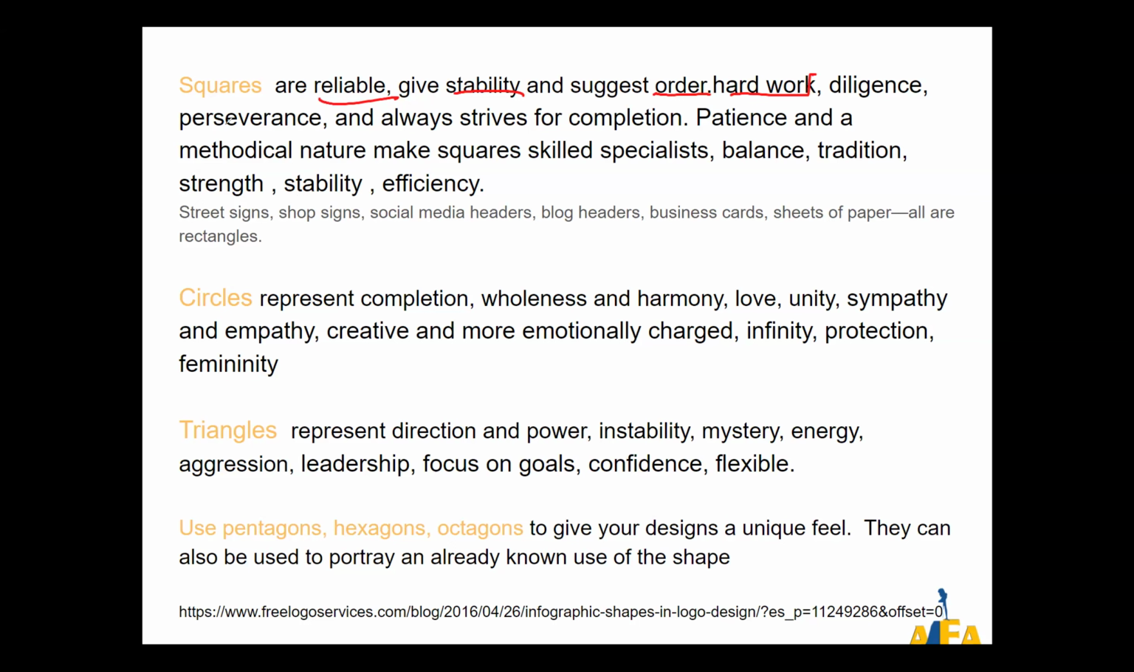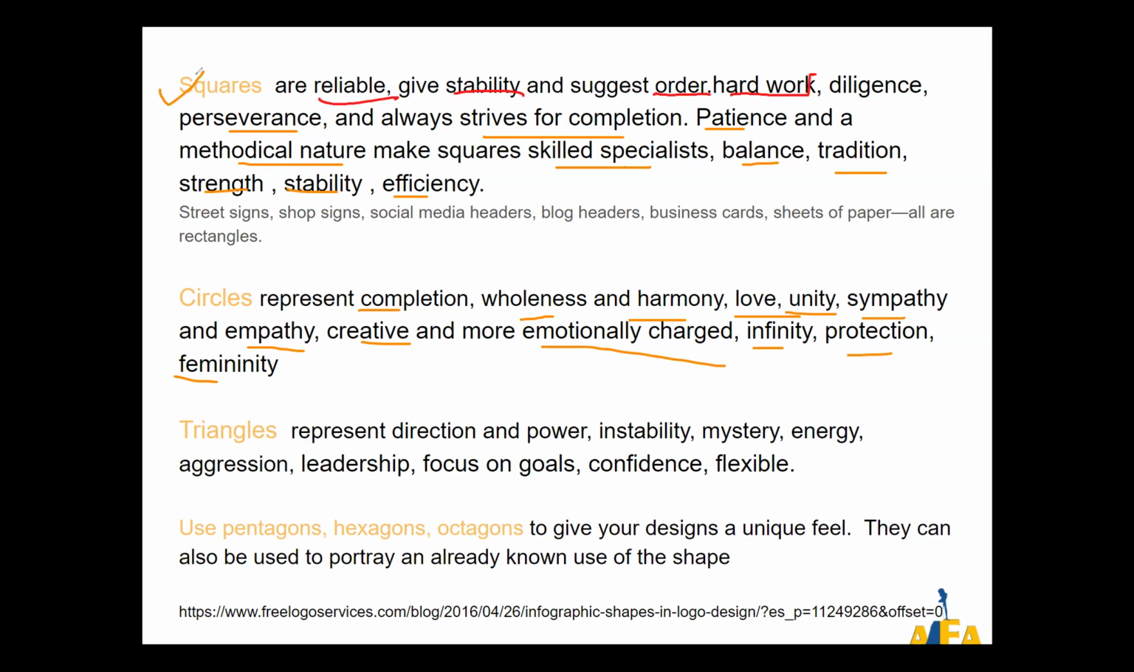Please write these words: perseverance, strives for completion, patience, methodical nature, skilled specialists. Squares are loved by professionals. Balance, tradition, strength, stability, efficiency. So just write about it. Circle represents completion, wholeness, harmony, love, unity, sympathy, empathy, creative, emotionally charged, infinity, protection, femininity.